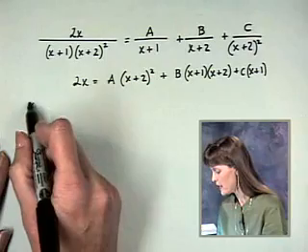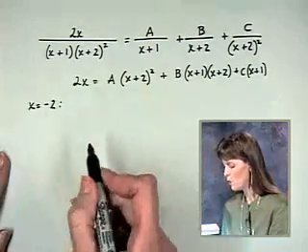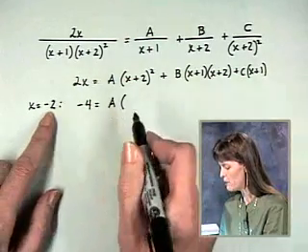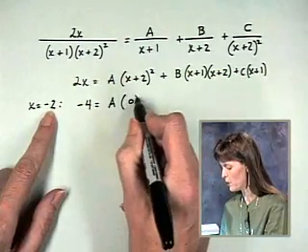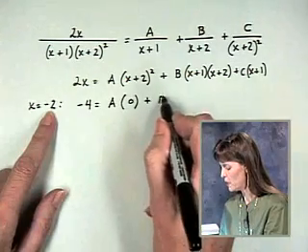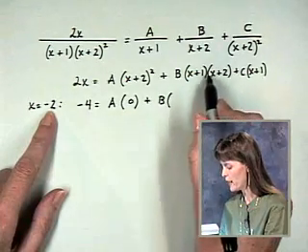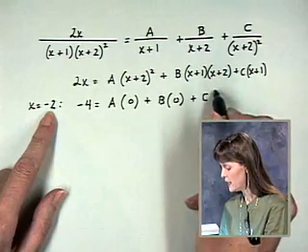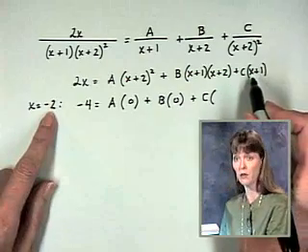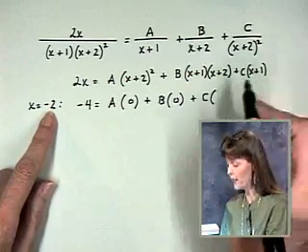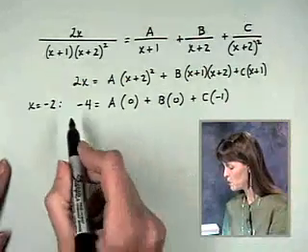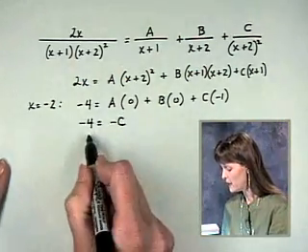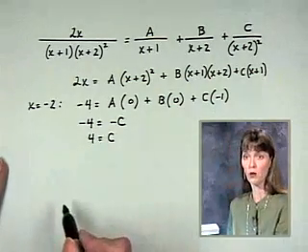Let's let, for instance, x equal negative 2. What we end up with is negative 4 equals a times, and substituting in negative 2 gives us 0 for the first term, plus b times, substitution of negative 2 here gives us also a 0, plus c times, and when we substitute in the value of negative 2 in our last term, we end up with negative 1. Therefore, we have negative 4 equals negative c, and so c is equal to 4.